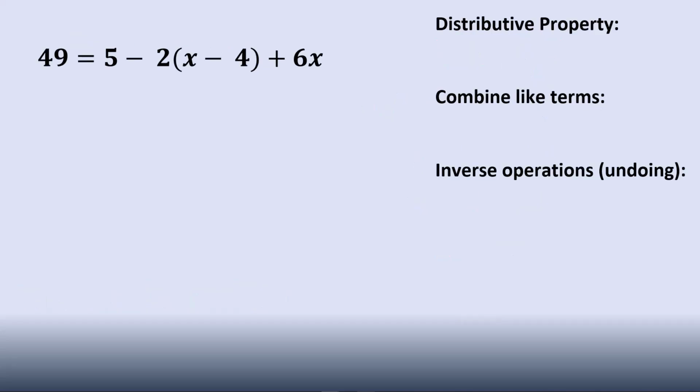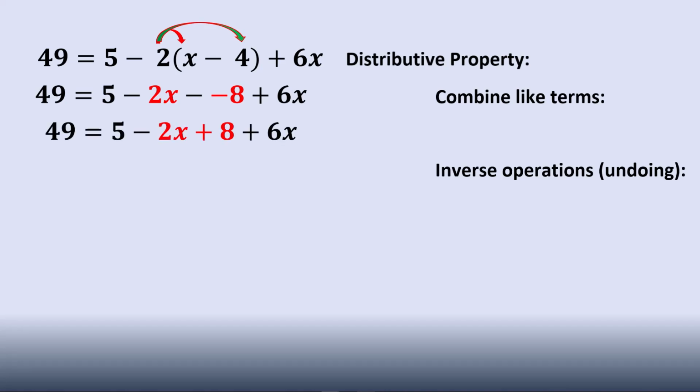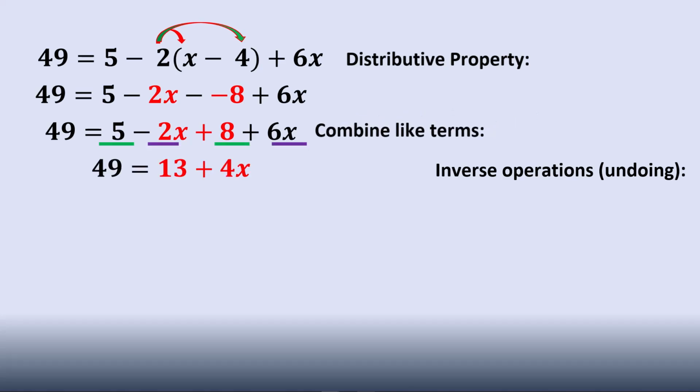In this equation, 49 equals 5 minus 2 times parentheses x minus 4 plus 6x. We apply the distributive property, and we get 49 equals 5 minus 2x minus negative 8 plus 6x. The minus negative becomes plus, and now we combine like terms, and we result in 49 is equal to 13 plus 4x.